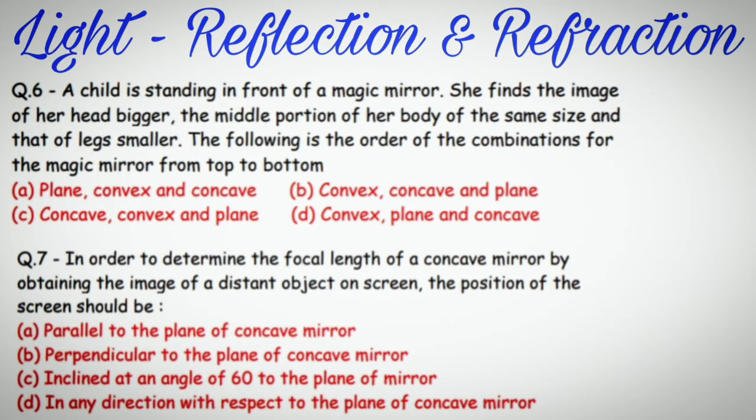Next question comes here. In order to determine the focal length of a concave mirror by obtaining the image of a distant object on screen, the position of the screen should be option A parallel to the plane of concave mirror, option B perpendicular to the plane of concave mirror, option C inclined at an angle of 60 degree to the plane of mirror, option D in any direction with respect to the plane of concave mirror, and the correct answer is parallel to the plane of concave mirror.